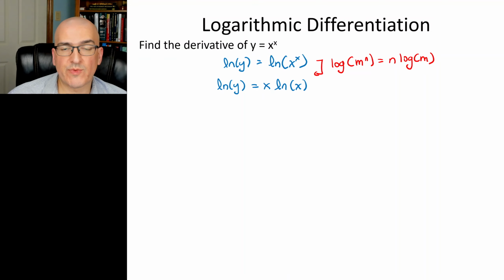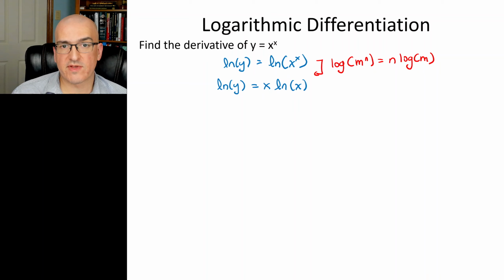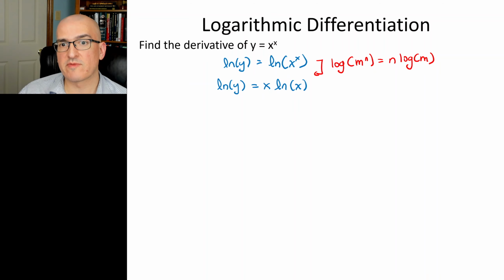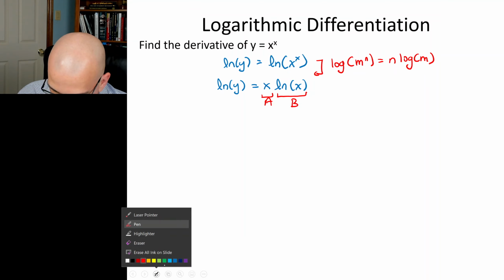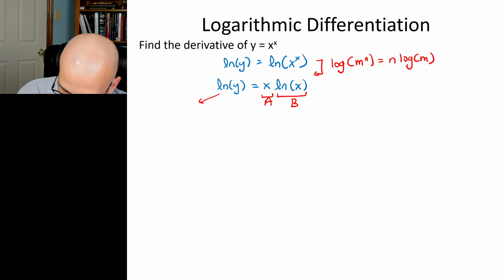Now we have all the rules we need to take the derivative. On the left-hand side, we have the ln of w type of expression, the log of a function. On the right-hand side, we have a product rule. So this is our a, this is our b. Ln y is like ln w. So what we'll do is we'll take the derivative of both sides, d by dx of both sides.